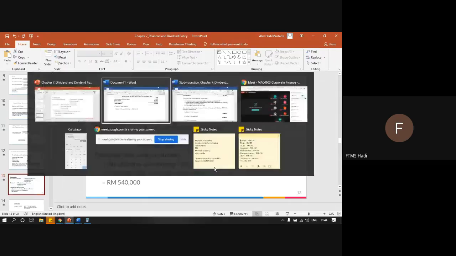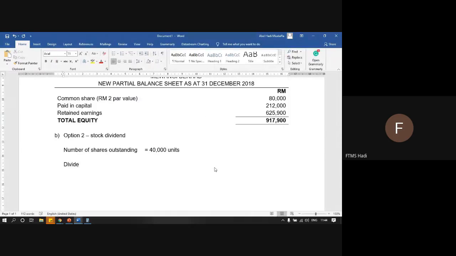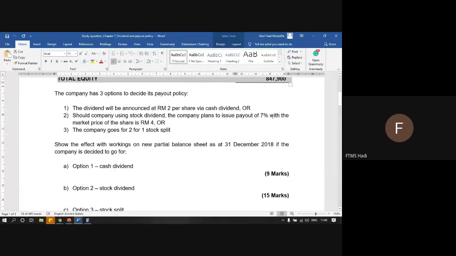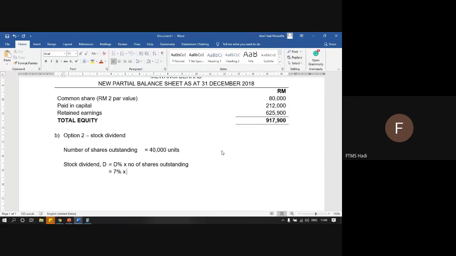Okay, the second part, which is stock dividend. D is equal to D percentage multiplied by number of shares outstanding. Earlier, D percentage, how many percent did the company declare? You see here 7%, right? So 7% multiplied by 40,000, bring it down there, which is 40,000.